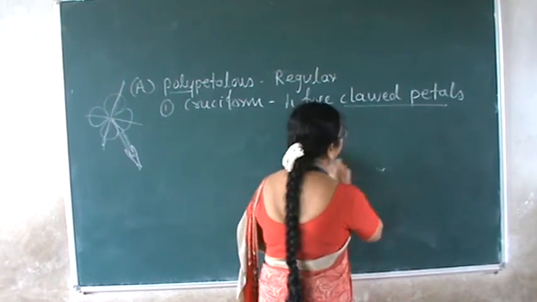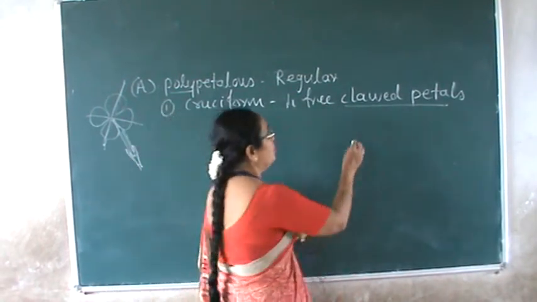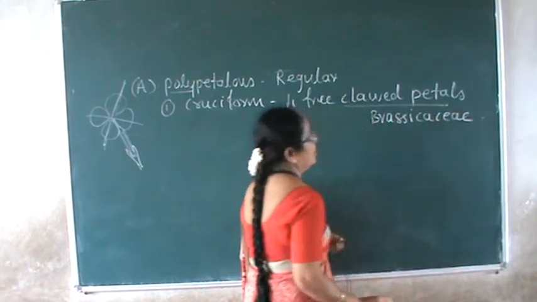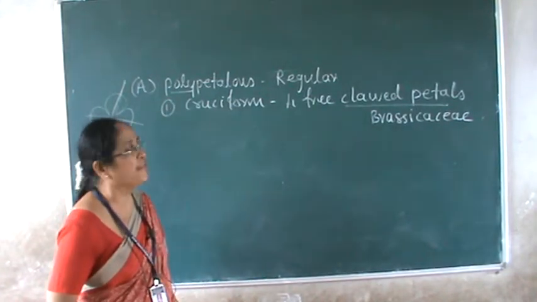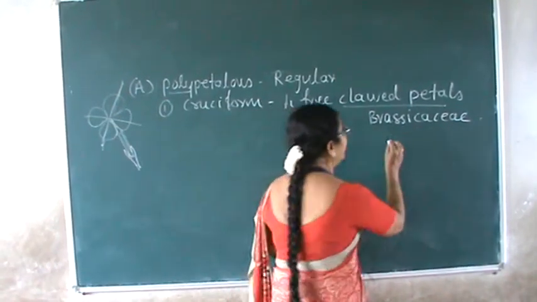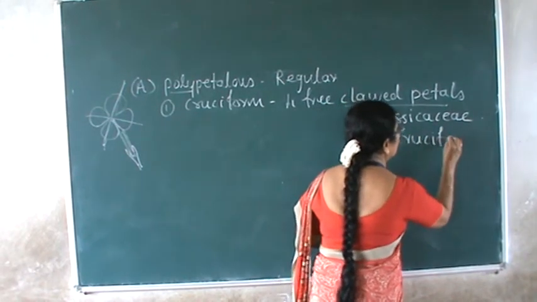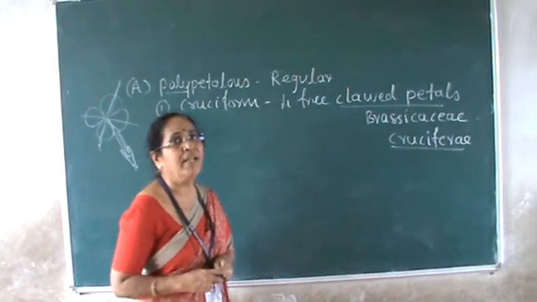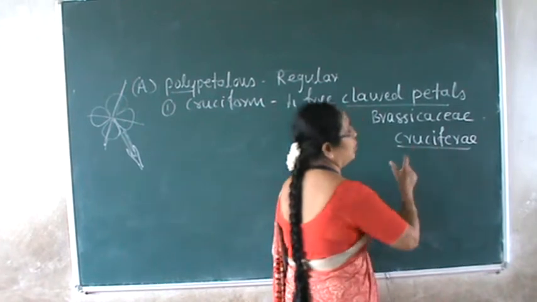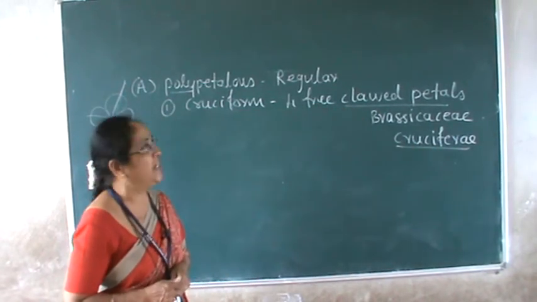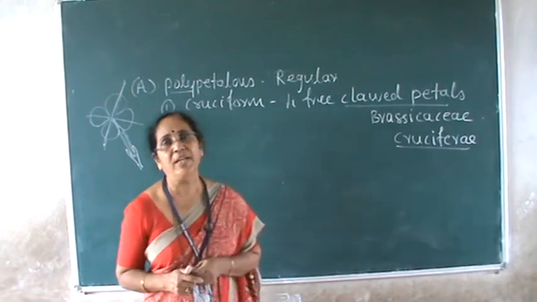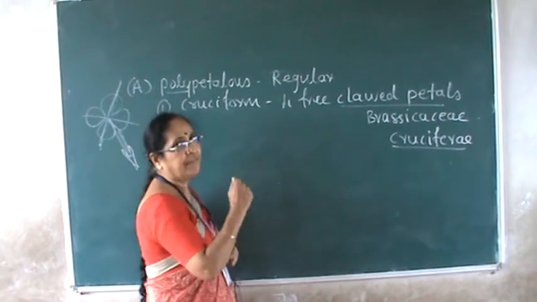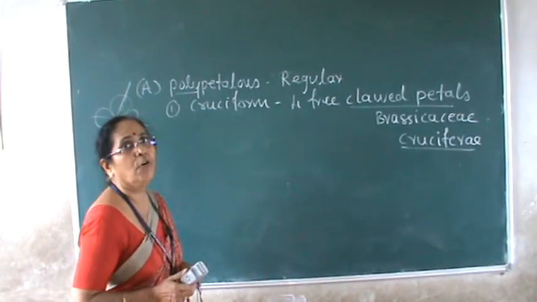This is the characteristic feature of the members which belong to family Brassicaceae. Family Brassicaceae members are examples for cruciform shape of the corolla. Earlier, the old name for this family was Cruciferae. It was actually easy. Cruciform shape of the corolla is a diagnostic feature of the members of family Cruciferae. But now the name is changed to Brassicaceae, that is mustard, cabbage, cauliflower, knol-khol, radish. They belong to the Brassicaceae family, and the entire family is characterized by the cruciform shape of the corolla.